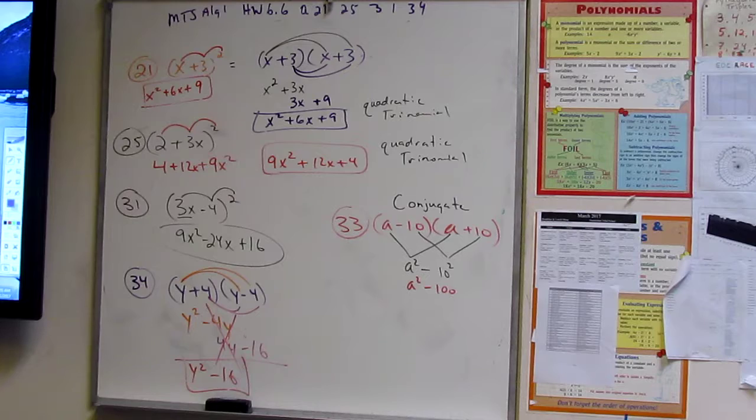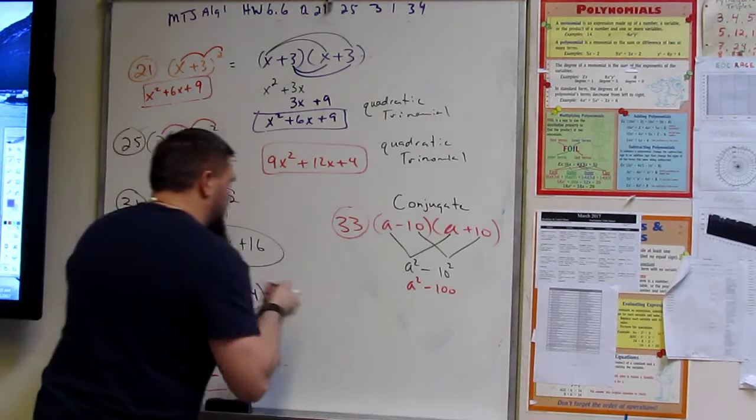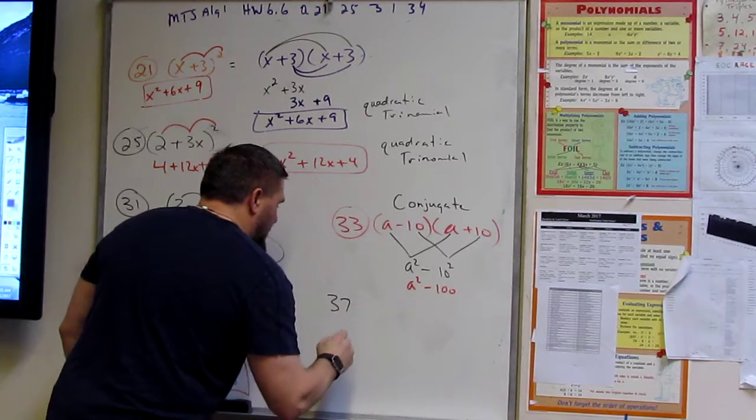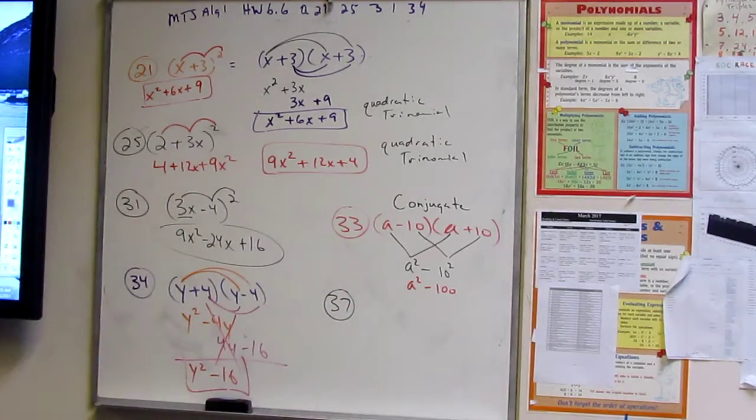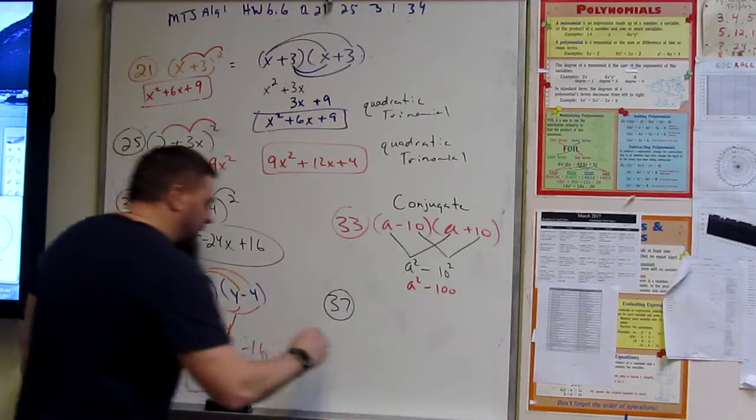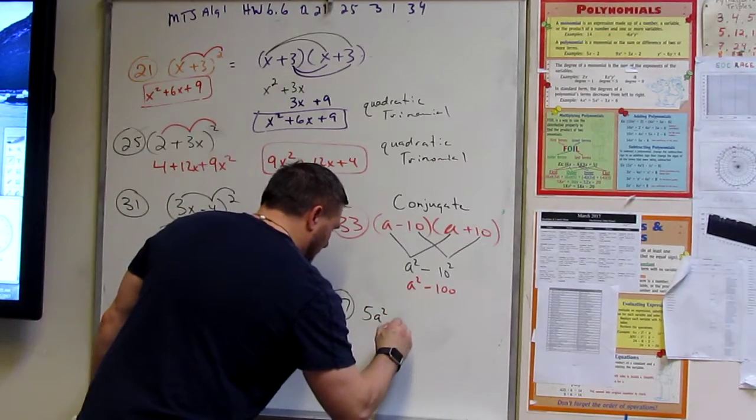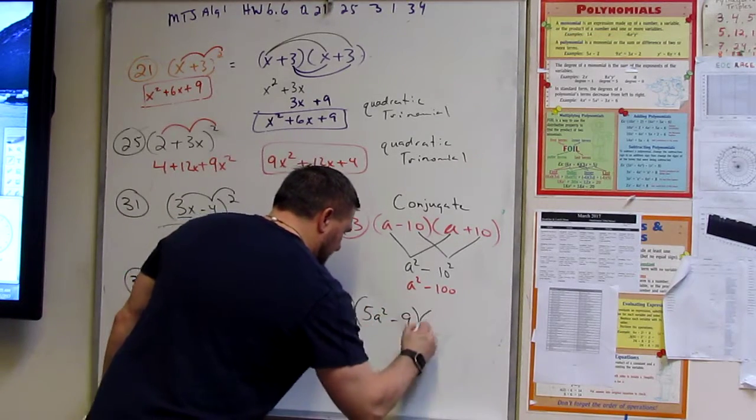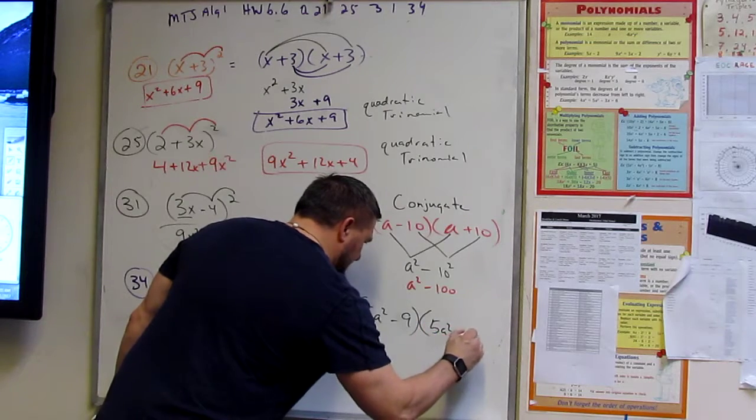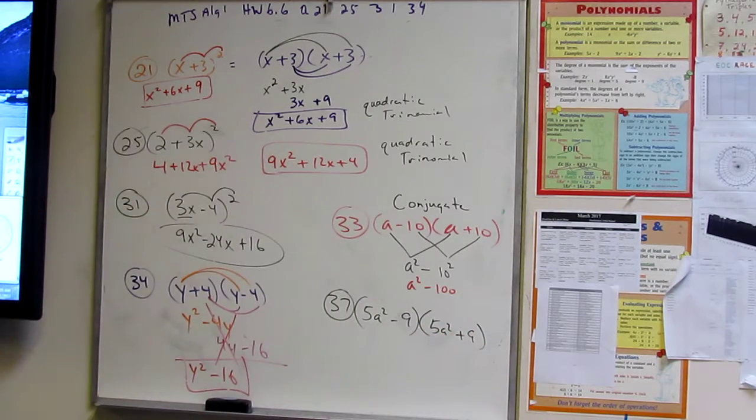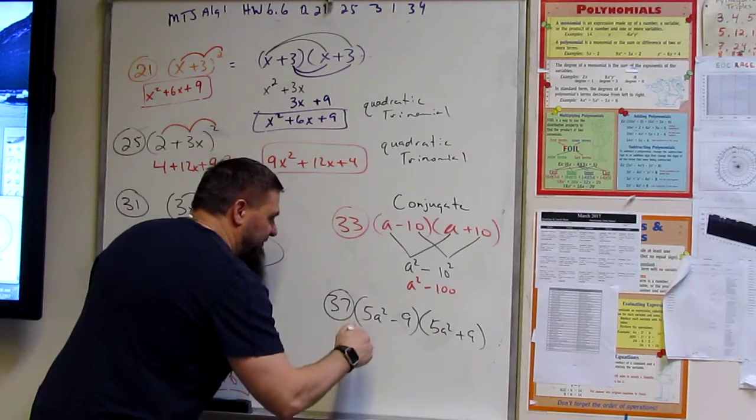Okay, let's do a hard one. Here's one. 37. Last one. 37 is 5a squared minus 9 times 5a squared plus 9. Okay? Are those conjugates? Are they the same but have a different sign? Yes. Perfect.